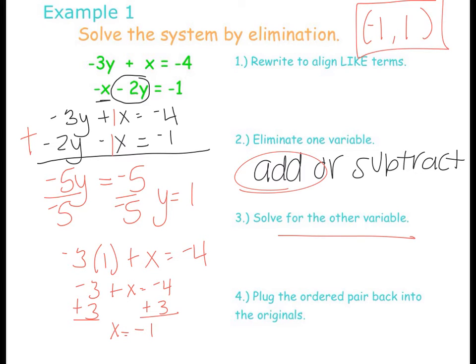These two equations, if we graph them on a coordinate plane, would cross at negative 1, 1. Now, we can certainly check our answer by plugging that back into one of the original equations. So I'm going to plug it back into the top one again. I'm going to plug in negative 3 times, instead of y, I'll fill in 1. Plus, instead of x, I'll fill in negative 1 equals negative 4. Let's see if that's true. Negative 3 plus negative 1 equals negative 4. Is that true? Yes. So we know our solution is correct.